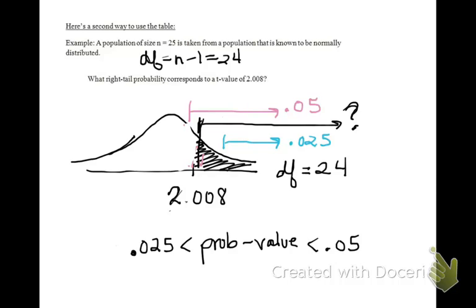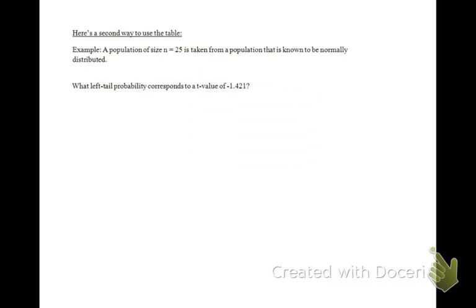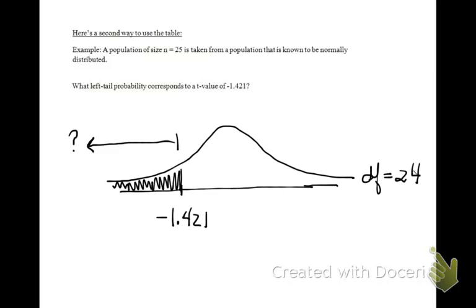Here's another one. What left tail probability corresponds to a t-value of negative 1.421? So in this one, I'm trying to figure out the probability of being less than negative 1.421 equals what? Remember, you could think of this as negative t sub alpha of n minus 1, or of your degrees of freedom. And you know that this number is equal to negative 1.421.